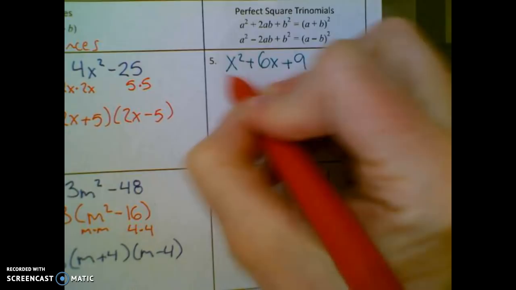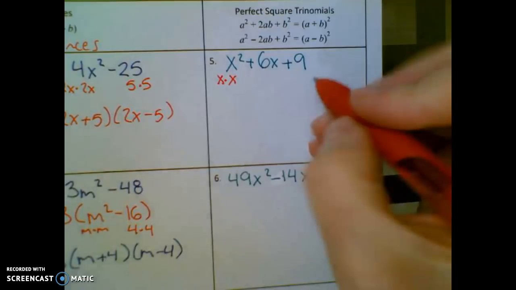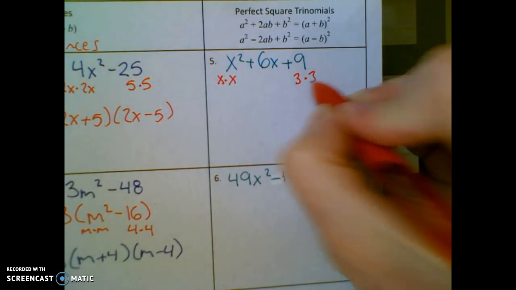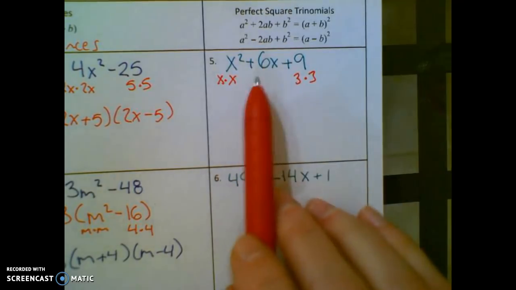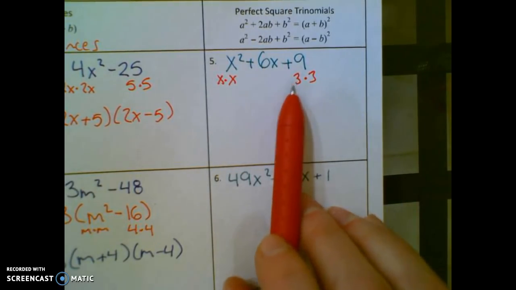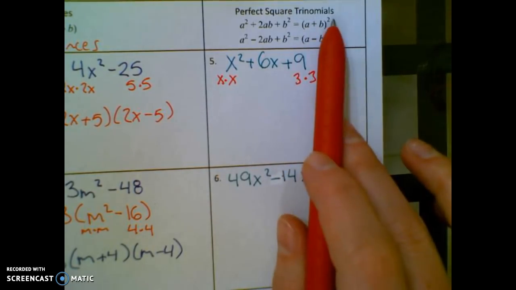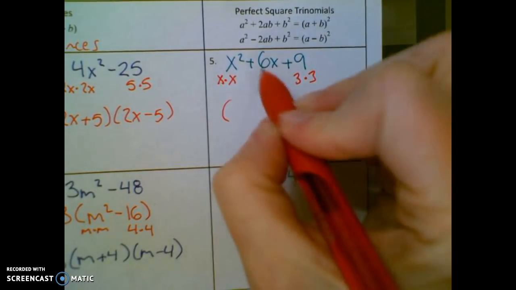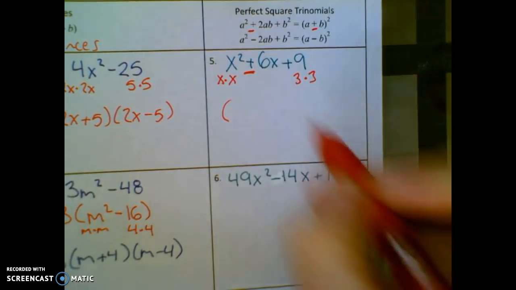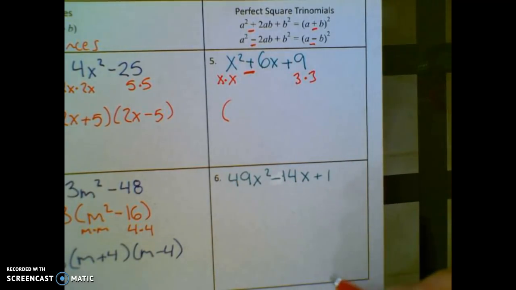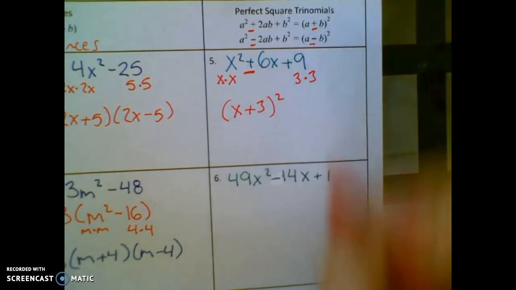I'm going to look at what the square of this is. So x times x. What's the square root of 9? Well, that's 3 times 3. As long as your middle term is 2 times your first times your last, so 2 times x times 3, well, that does give me 6x. Then I can just go straight into my solution. Whatever sign is there is the sign in your answer: plus sign, plus; minus sign, minus. So my answer is (x plus 3) squared.